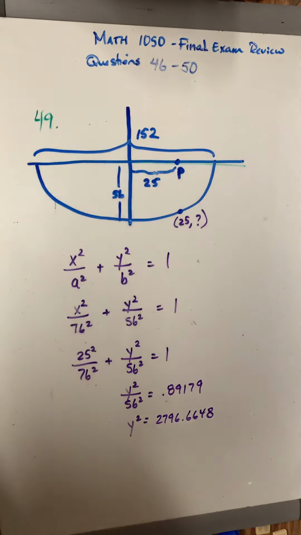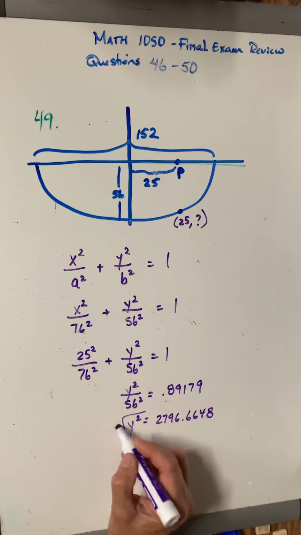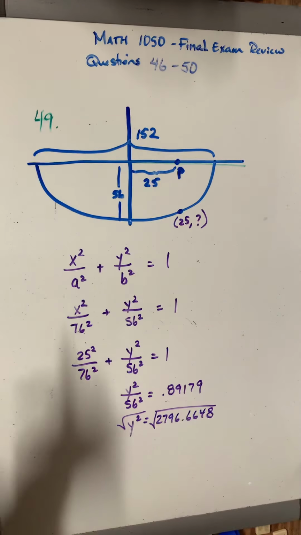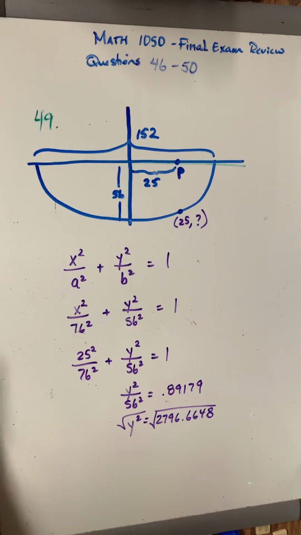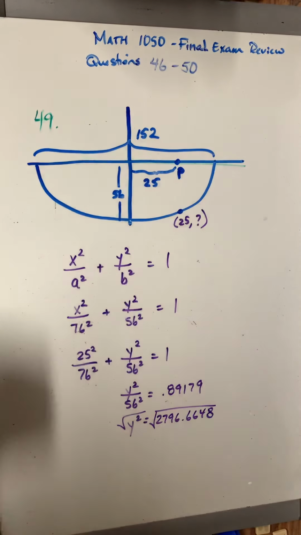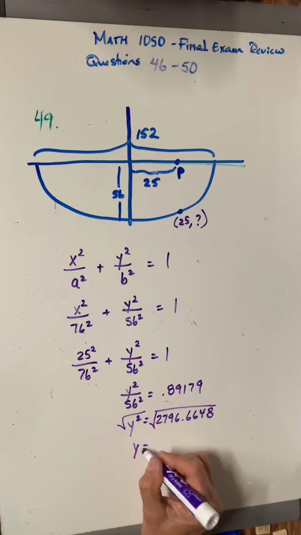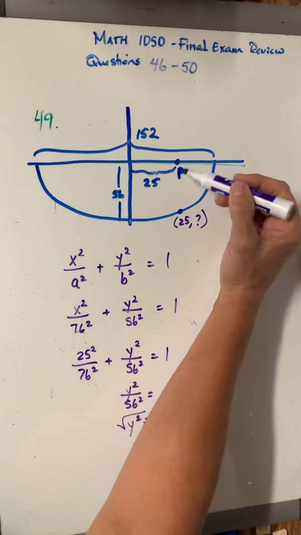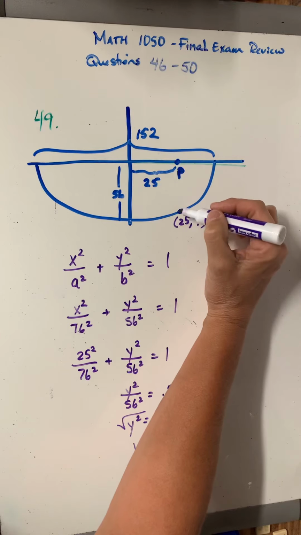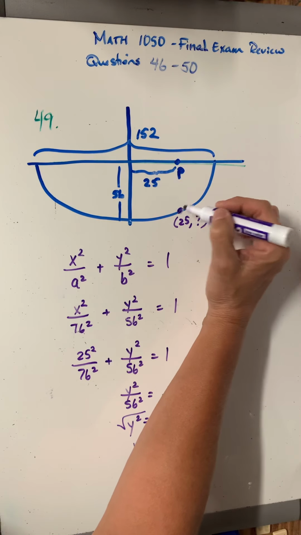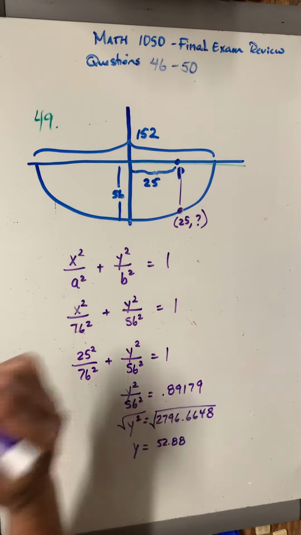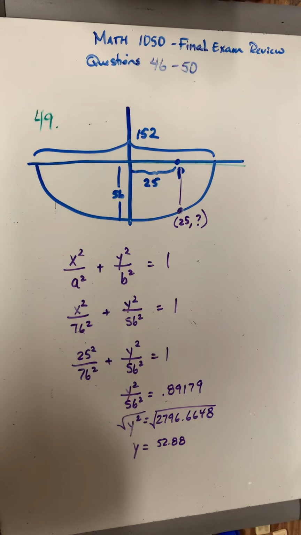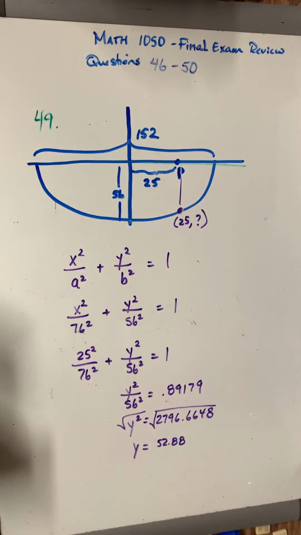And then the last thing that I need to do is take the square root of both sides. So if I take the square root of that, I get 52.88. And even though it would actually be a negative 52.88, if you're looking at the position of this, they were just asking for that distance. So a distance is always positive.